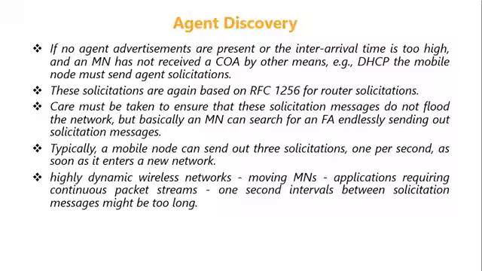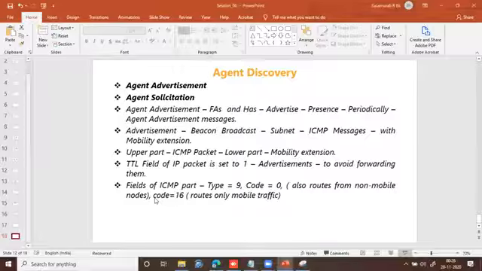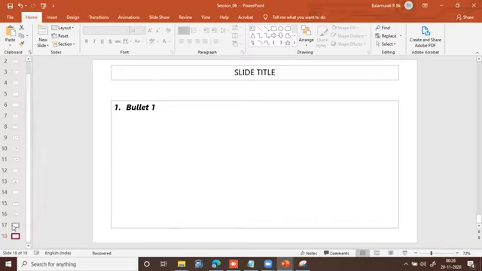So if an MN has not received any COA till now and it has not received any beacon signal, then this agent solicitation message can be used. The mobile node must send solicitations because there is no registration message from the base station, I mean from the HA or FA. So the mobile node should send the agent solicitation.